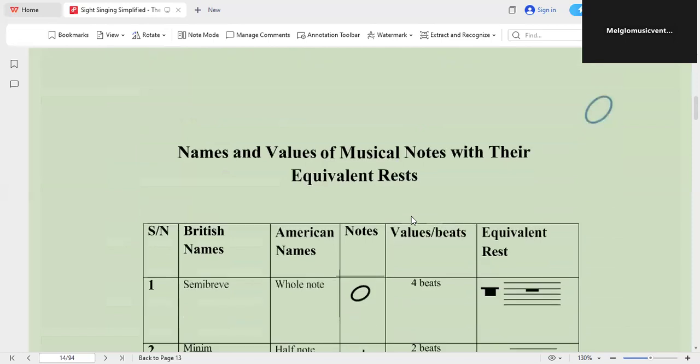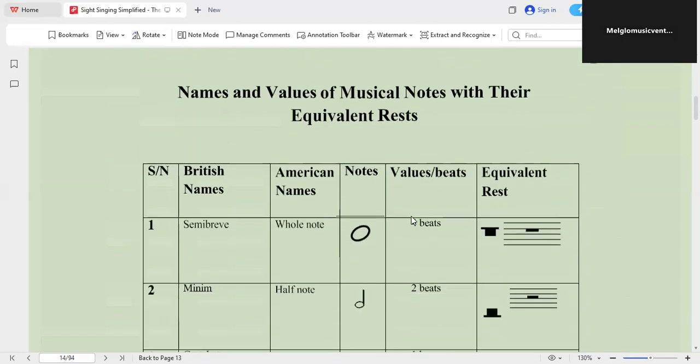Then, names and values of musical notes with their equivalent rests. We make use of notes in music. The first on the list is the semibreve. The British name is semibreve. The American name is whole note. And this is the symbol of the note. This is what we have on our staff, like we saw on the grand staff. And it means whenever we see it on the staff, it means 4 beats.